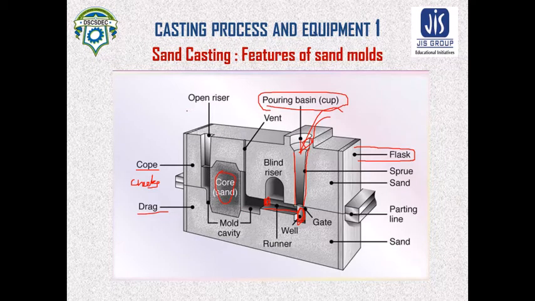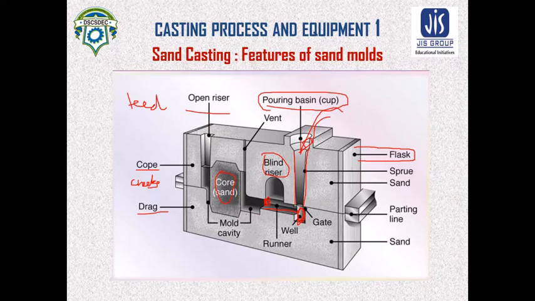There are two types of riser. One is the open riser, one is the blind riser. These risers are a feedback mechanism. When the solidification starts, due to shrinkage the material in the mold cavity will be less. At that time, from the open riser and blind riser, molten material is supplied to the mold cavity, so that shrinkage does not have any effect upon the shape or dimensional accuracy of the casting.